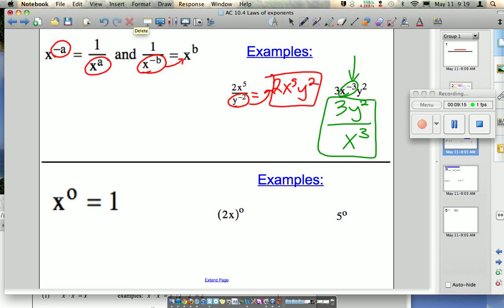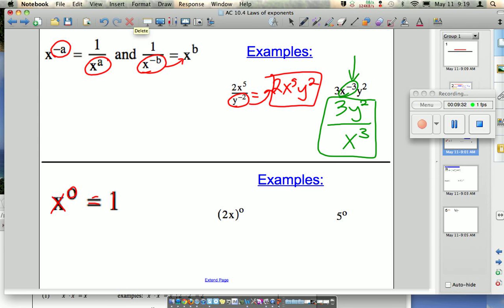So negative exponents, you flip them to the top or bottom depending on where they are. They flip under. It's the reciprocal of the original value. The next thing, this one's pretty easy. Every single number to the 0 power will equal 1. Well, everything except for 0, that is.